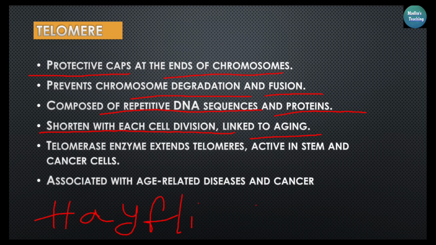Hayflick limit, which was discovered by the scientist Leonard Hayflick, and he told that there is a limit to each cell for cell division, that is 40 to 60 cell divisions. So for each cell division there is a shortening of telomere ends up to 20 nucleotides. Once the telomeres reach a critically short length, then the cell can no longer divide.